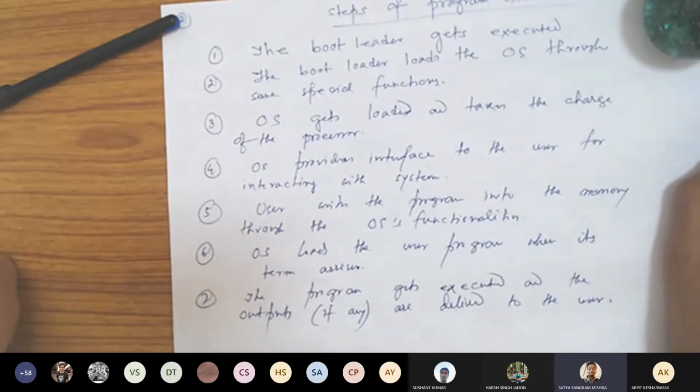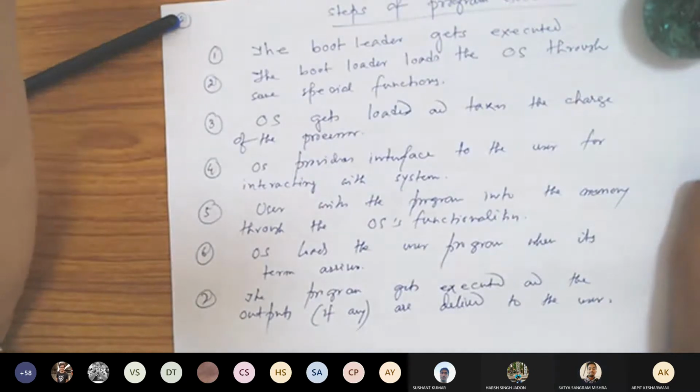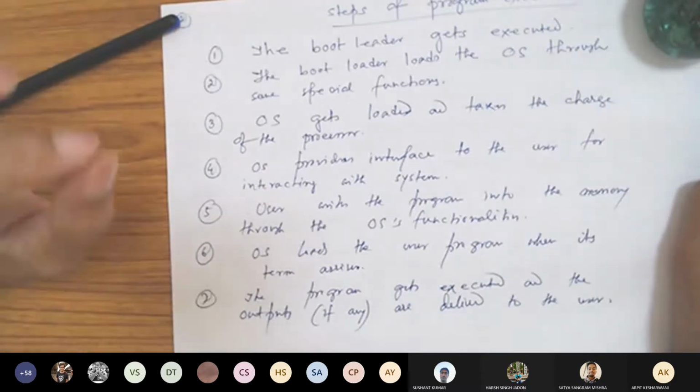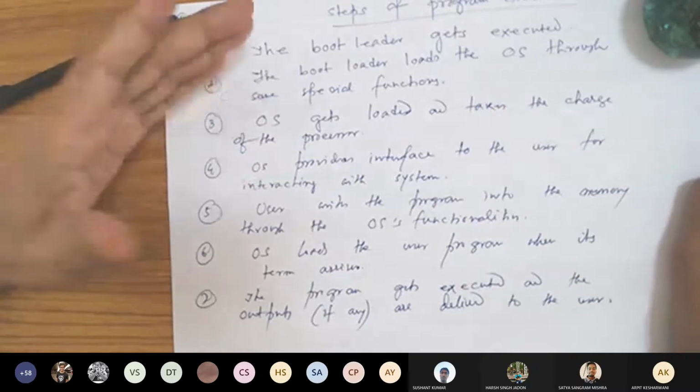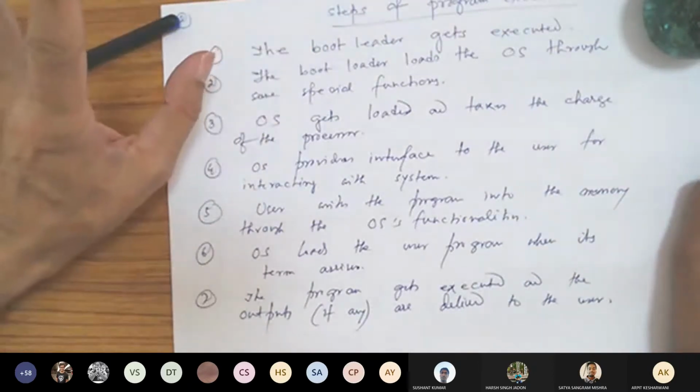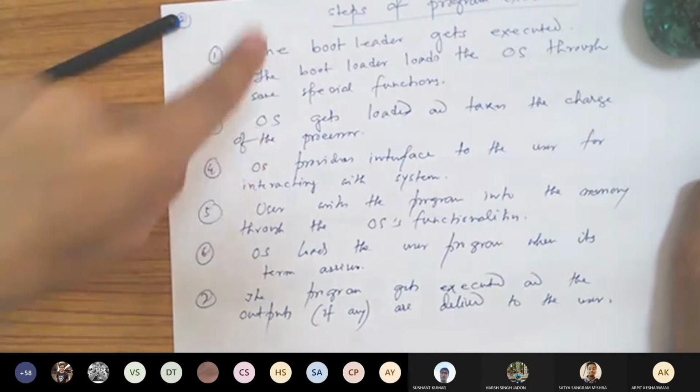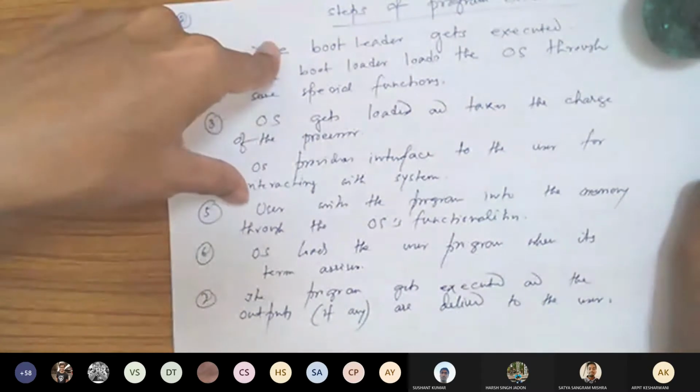Sir, in the second step, when the bootloader loads the OS, does it load the entire OS or just a part of it? It basically loads a part of the operating system, and that part loads the remaining part of the operating system whenever needed. Once the basic functions of the operating system are loaded, there is no function of the bootloader. Again you restart the machine, again the bootloader will come into effect.